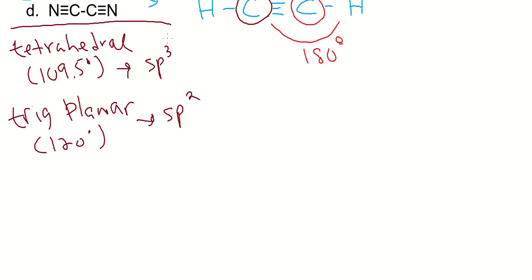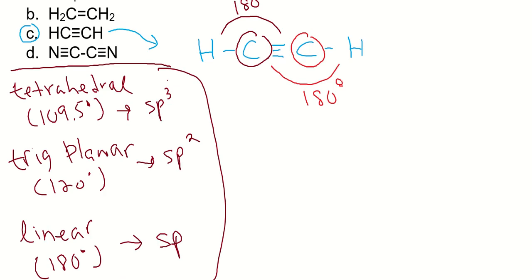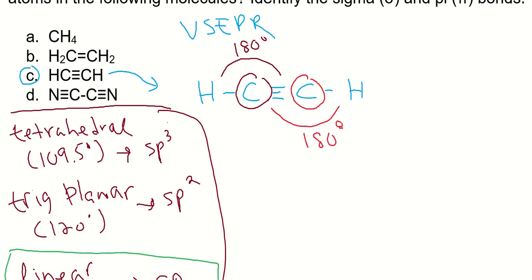And then finally, when you need a linear, in other words 180 degree bond angles, which is what we have, you need to mix 2 atomic orbitals and therefore get 2 sp hybridized orbitals. So here's your cheat sheet for all these kinds of problems, at least the ones you'll see on our test. All right, so here is your answer. Because we need 180 degree bond angles, this here is sp hybridized, and that here is also sp hybridized.